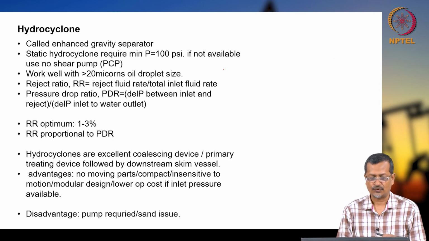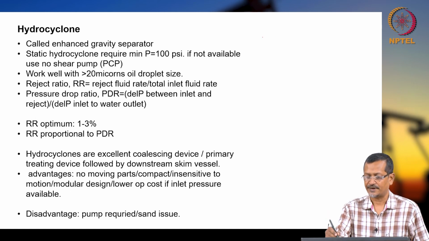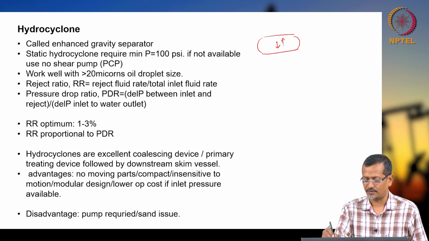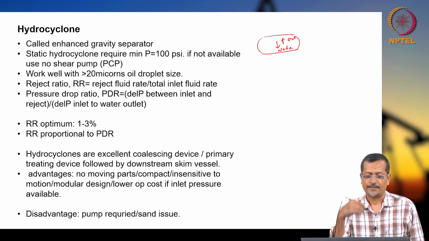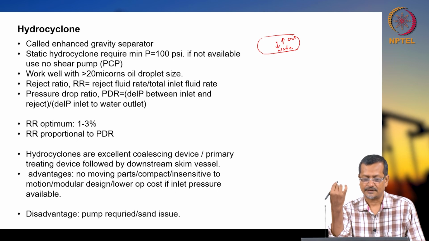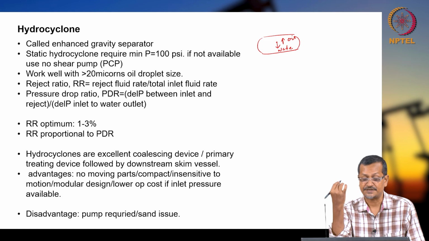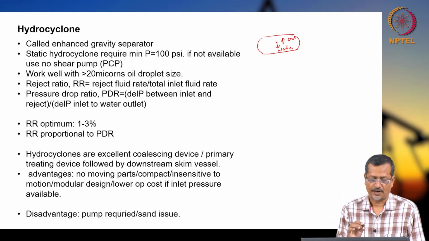So hydrocyclone is called an enhanced gravity separator. Using a gravity separator, you have seen this static system, and because of density difference or gravity difference, fluid is moving upward or downward. Maybe water will be downward and oil will be upward. But when you are using hydrocyclone, it will be using a specific technique which will be enhancing the separation rate. So how does it work?